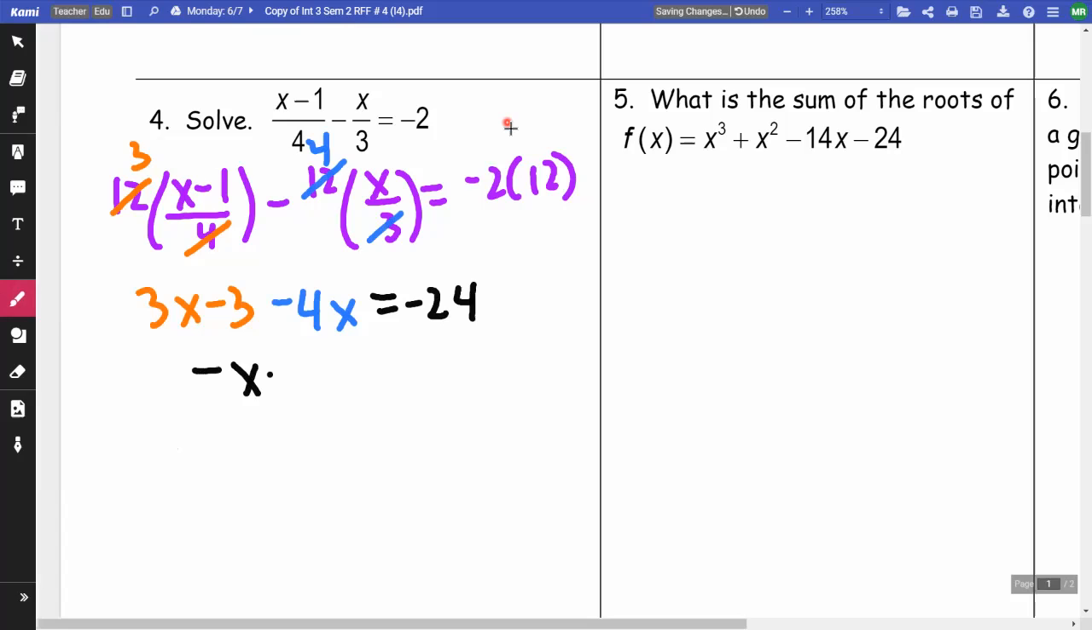So I get negative x minus 3 equals negative 24. I get negative x is equal to negative 21. So x is equal to 21.